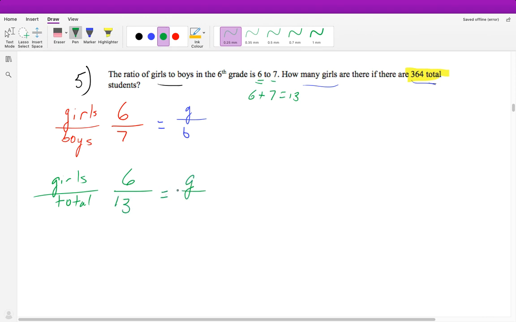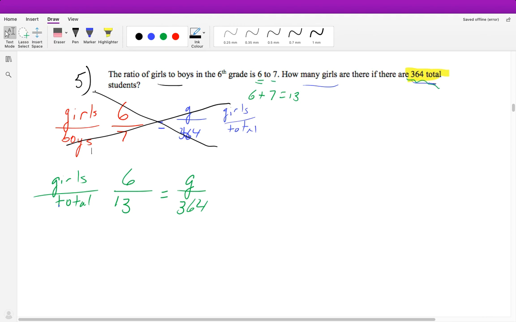Then that is equal to, I still don't know my girls, so that's still going to be G, but now I do know my total students is 364. Right? And I'm being consistent. In both of these, I would do girls over total. If I were to put G over 364 here, then my ratios are not staying consistent, because I would have girls over total here, and I would have girls over boys here. So that is how we know that we are not able to solve it by creating the ratio 6 over 7, because 1, it's going to give us 2 unknowns on the other ratio because we didn't have girls or boys, or 2, our ratios wouldn't be consistent because we would have girls over boys for 1 and then girls over the total for the other.